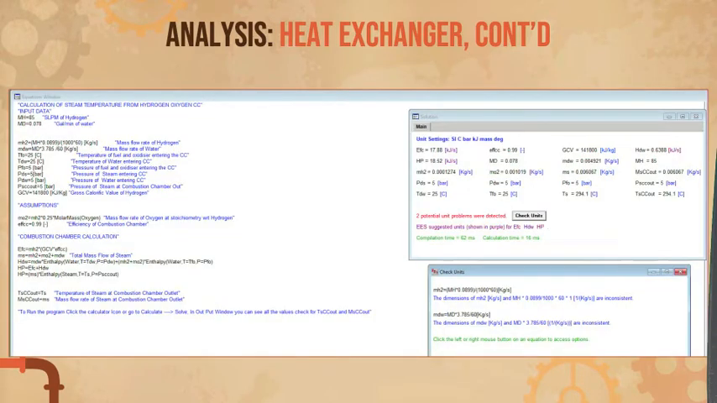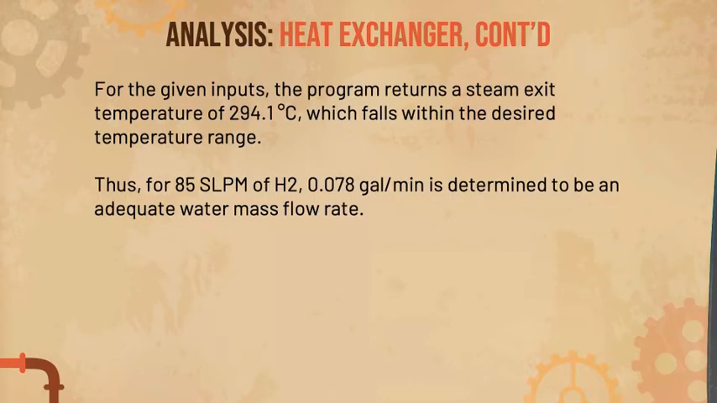Here is a screenshot of Engineering Equation Solver with our given inputs. We as a group felt that it was user-friendly as it provided us effective calculations. For the given inputs, the program returns a steam exit temperature of 294.1 degrees Celsius, which falls within the desired temperature range. Thus, for 85 LCPM of hydrogen, 0.078 gallons per minute is determined to be an adequate water mass flow rate.